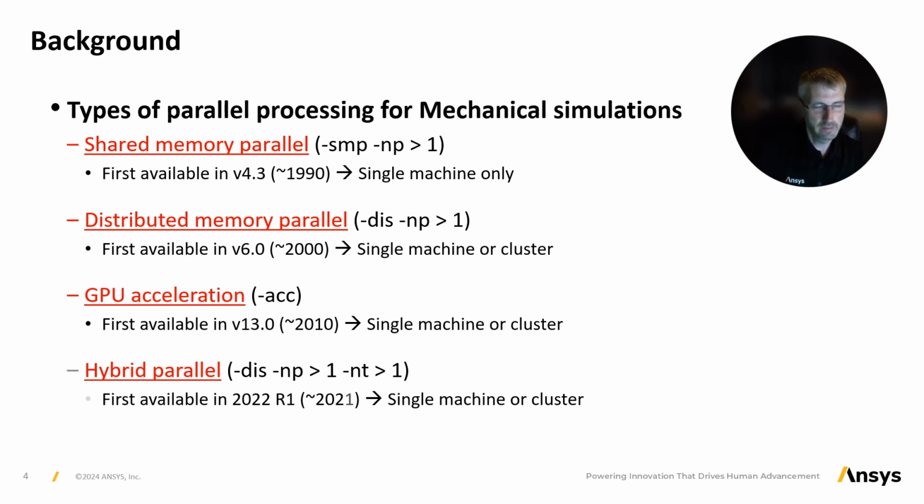Roughly a decade after that, the GPU acceleration feature was introduced, and this allows some of the key solver calculations to be offloaded onto GPUs, and this is another form of HPC. And then most recently, around 2021, the concept of hybrid parallel was introduced in Mechanical APDL. Hybrid parallel allows customers to blend both SMP, shared memory parallel, and distributed memory parallel within the same mechanical simulation. So from this, you can see there are quite a few options when considering HPC, and we're going to talk in more detail about each of these and the pros and cons and benefits that customers can expect to receive when using these different forms of software parallelism.